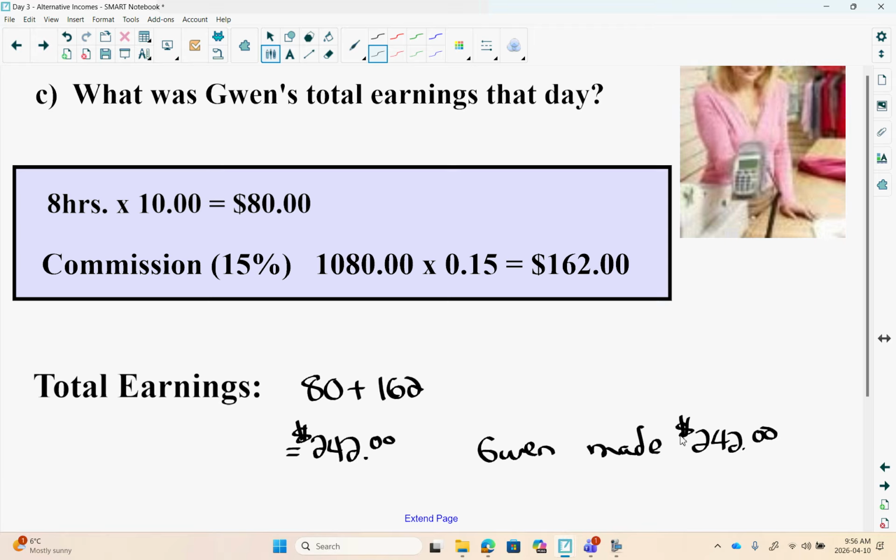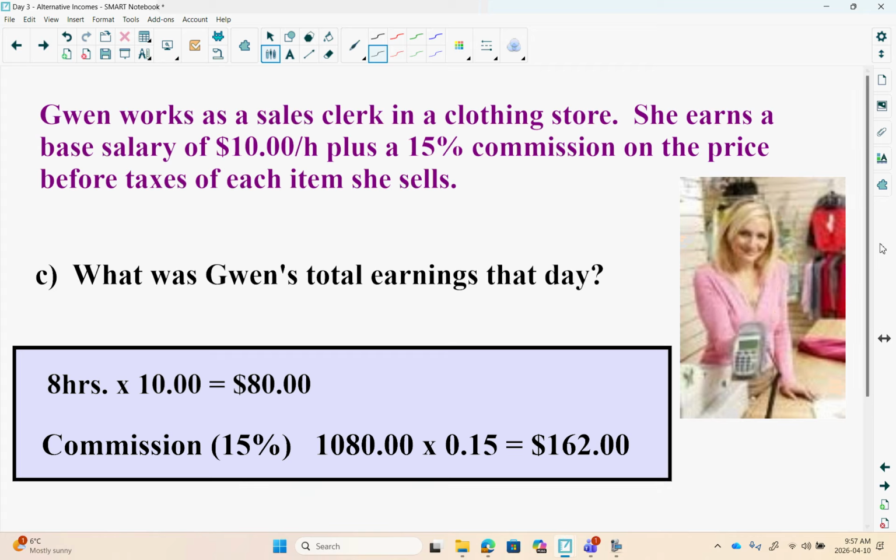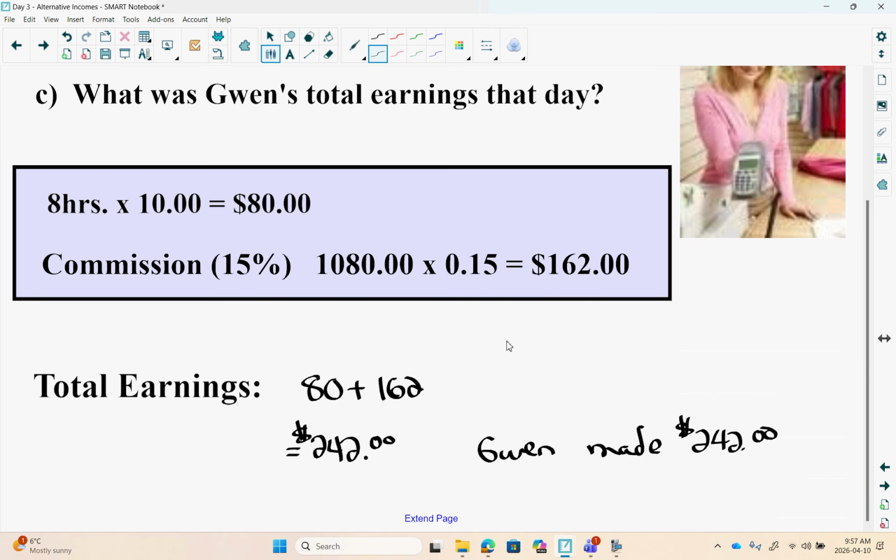She's only making $10 an hour, but if she sells more items, if she has a big day of sales, then she's going to earn more money. So the commission kind of motivates Gwen to sell, right? She could just go in there and sit and do nothing, sell nothing, and she'd still come away with $80. But if she works hard and sells, she's going to make more money. So there's an example involving commission. Is everyone okay with that? Move on to the next example.